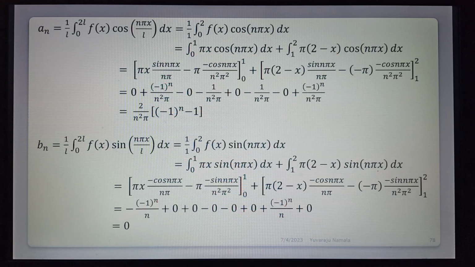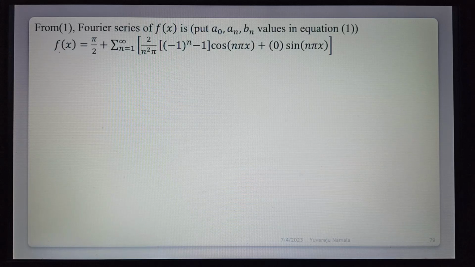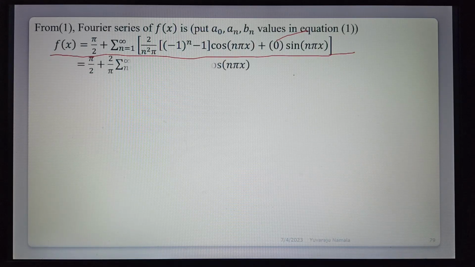So next, continuation. Substituting a naught, a_n, b_n values in equation 1, the required Fourier series expansion is, so this is the Fourier series expansion f of x is equal to, here b_n is equal to 0. So there is the required Fourier series, substituting a naught and a_n. So this is the required Fourier series.